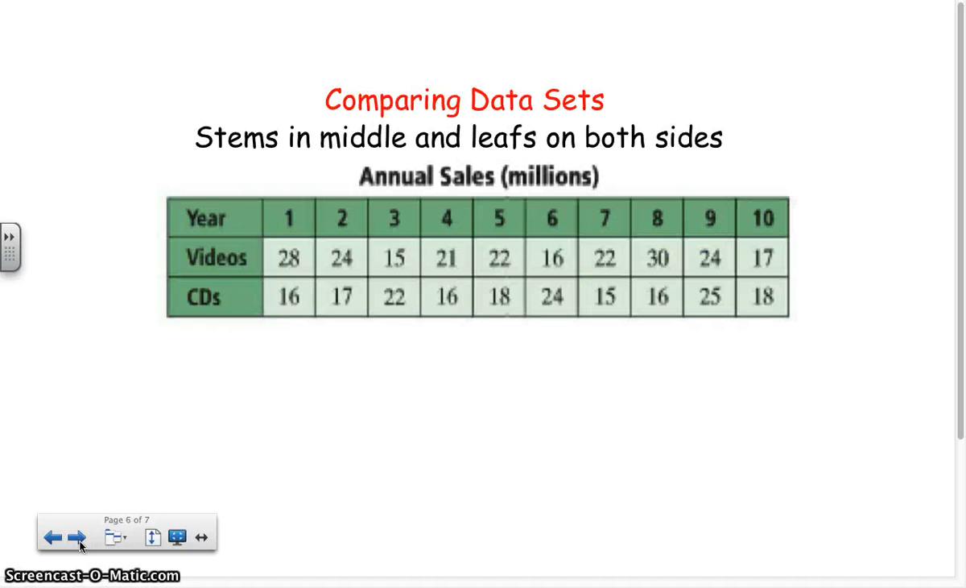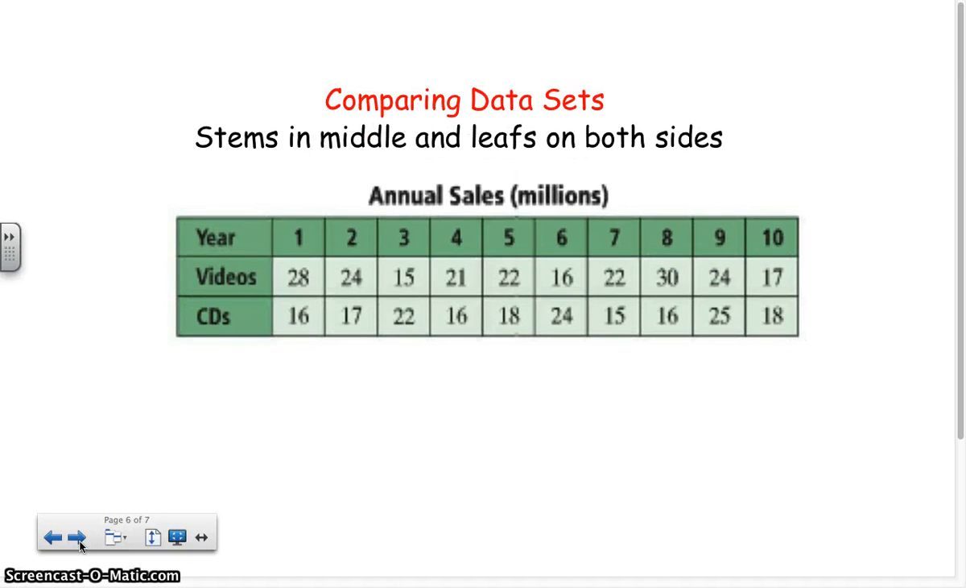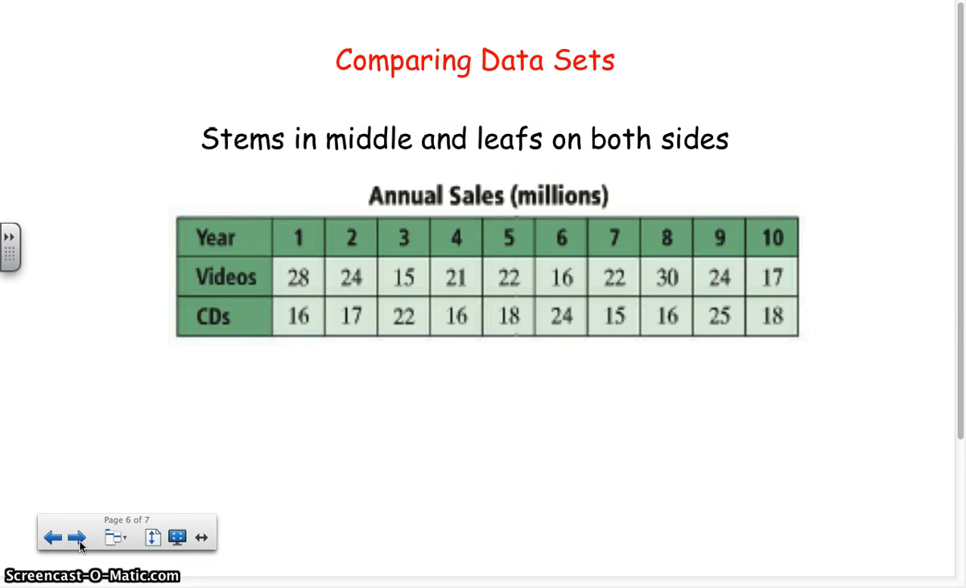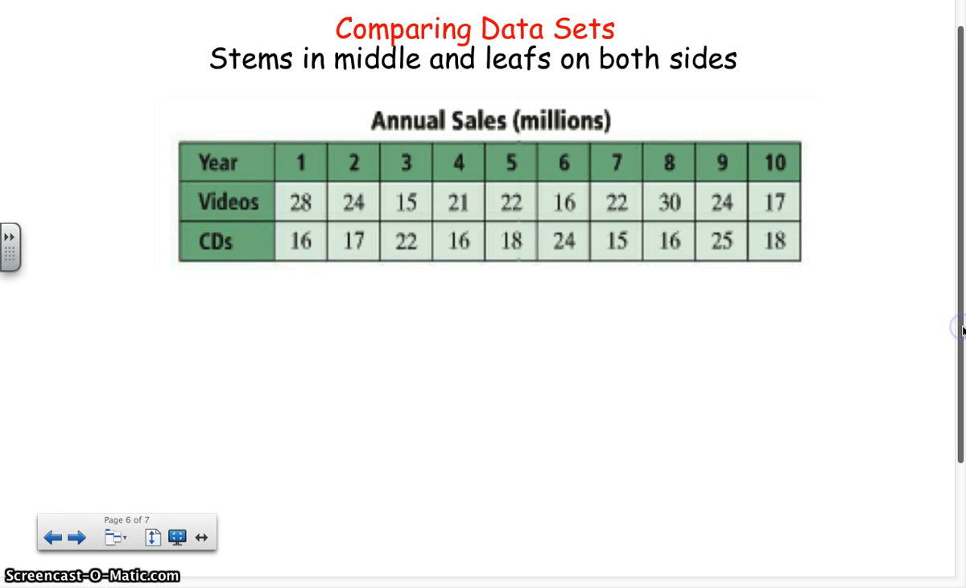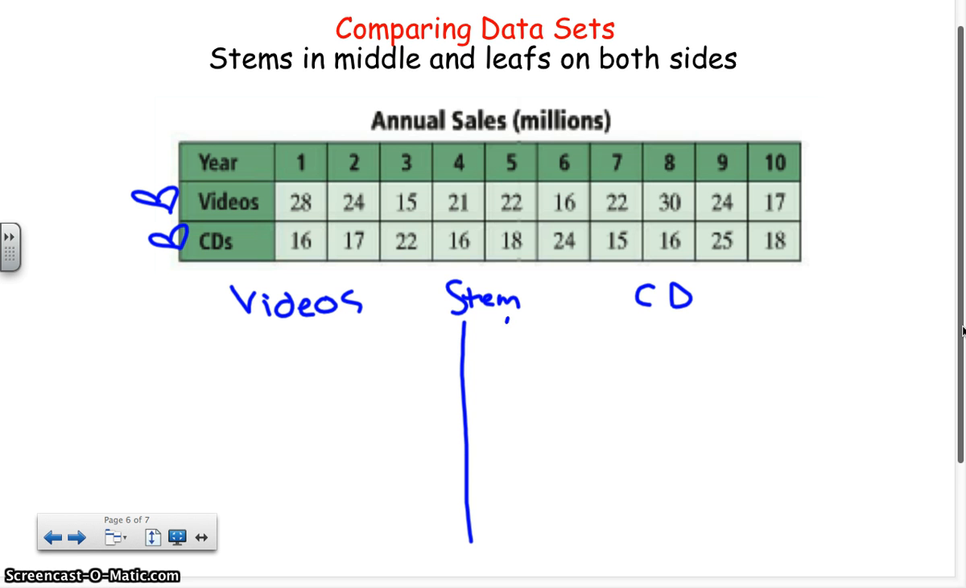We're also going to be asked to compare data sets using stem and leaf. When you compare a data set with stem and leaf plots, you're going to have one of your variables on one side. So our variables are videos and CDs. You're going to have your stem in the middle, and then your other variable. So your stem just gets represented like this. And then the leaves are going to be going both directions.